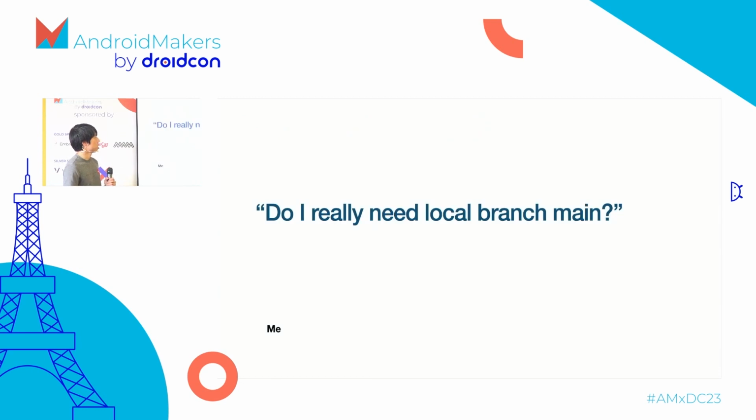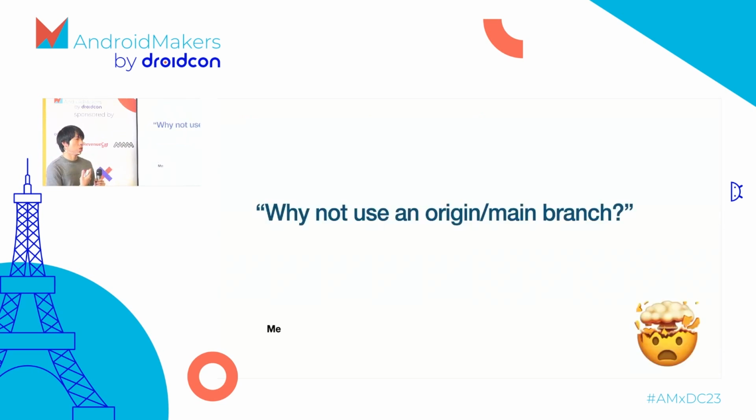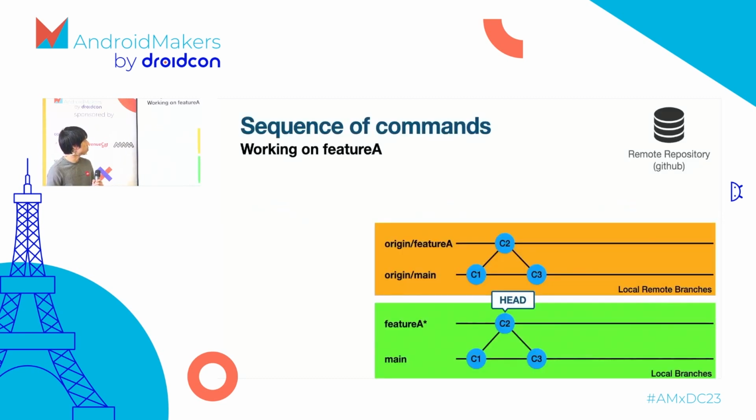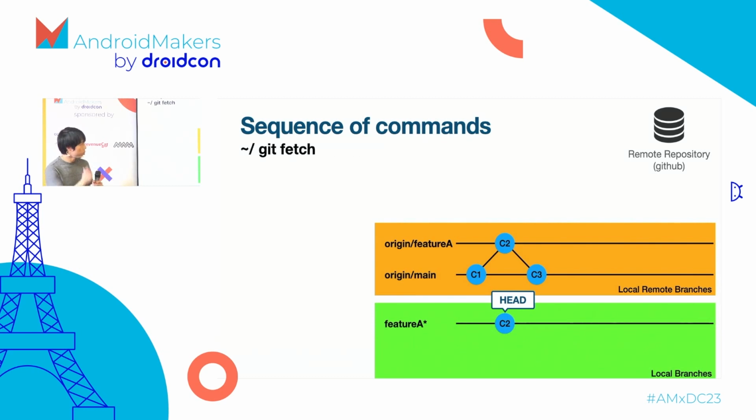So maybe, do I really need this local branch main? No, we don't need it. Why not use the orange main branch in this case? So let's see the same example. Work on feature A. So the first thing that we do is just put fire in the main. We don't need it. Just delete this branch. So now we have feature A.